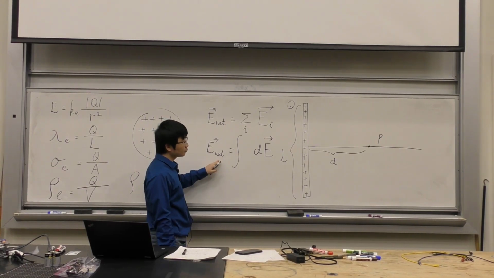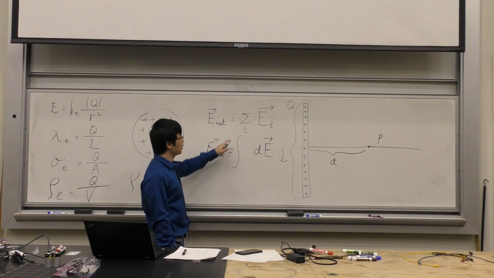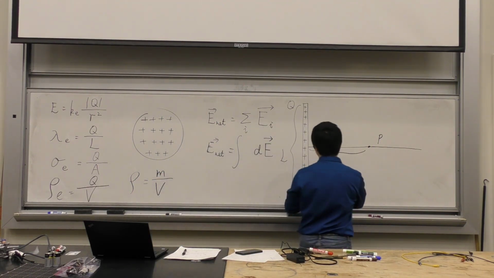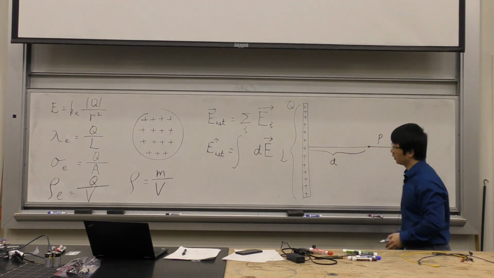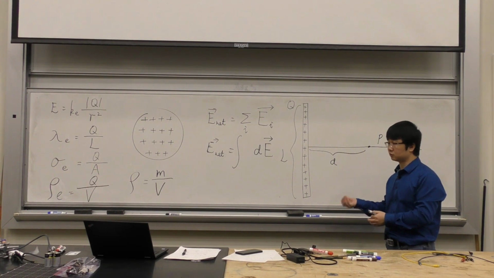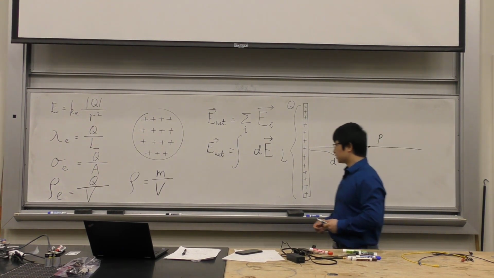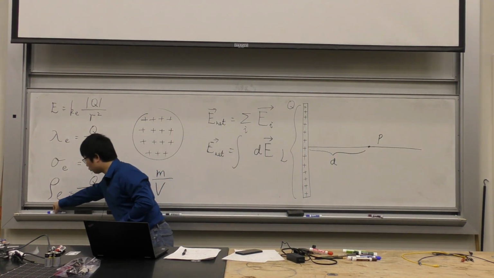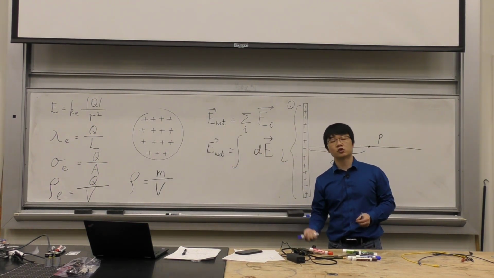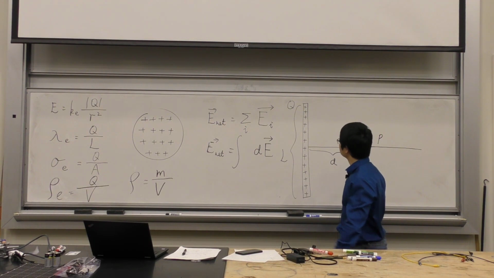But now we're dealing with a continuous charge distribution, so the sum is going to become an integral, right? Because you can't even count how many charges are on this rod. It's a continuous charge distribution, not isolated like 100 charges on it. So the idea is still the same. I'm going to still pick a very, very small, infinitesimally small charge on this rod.